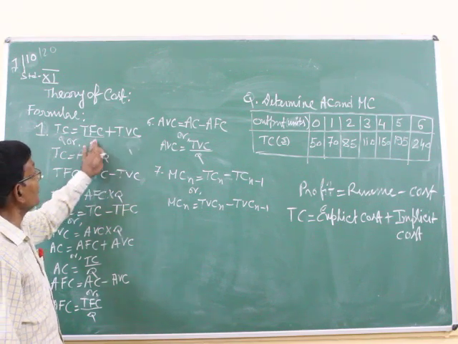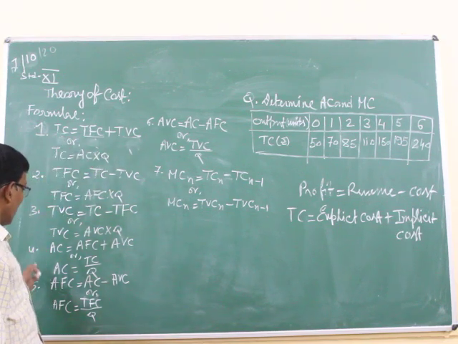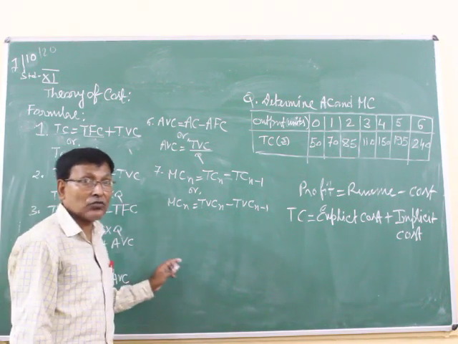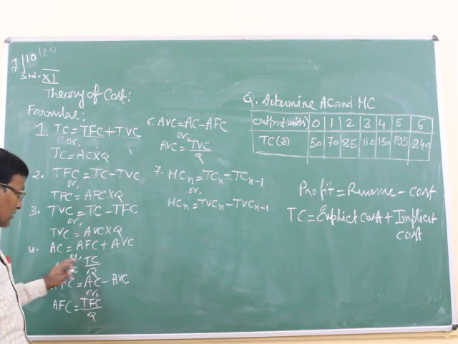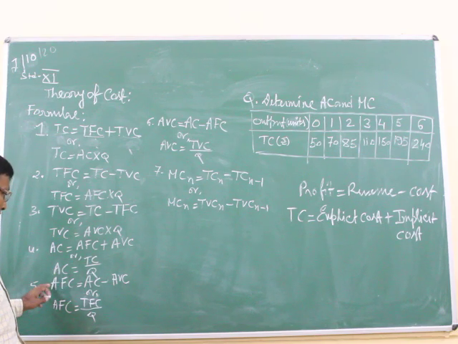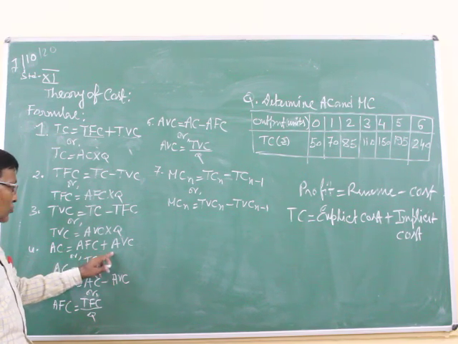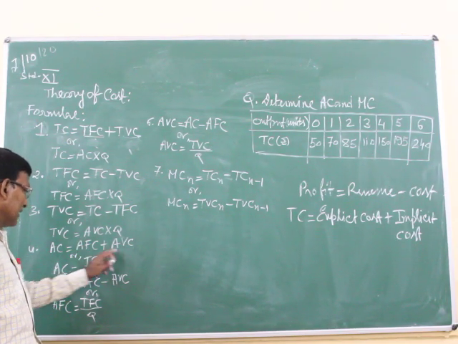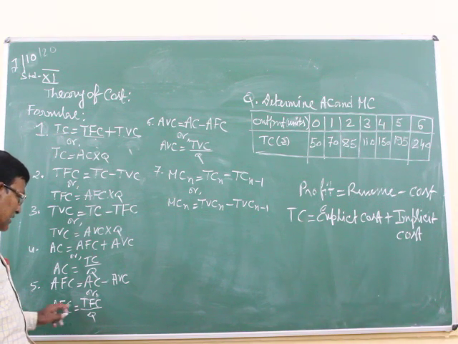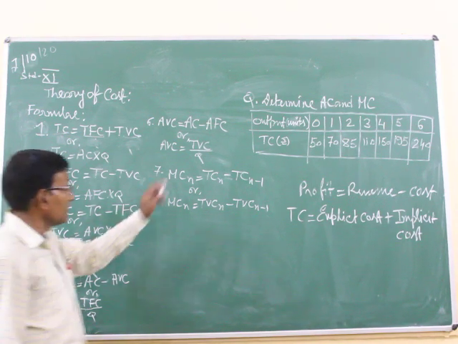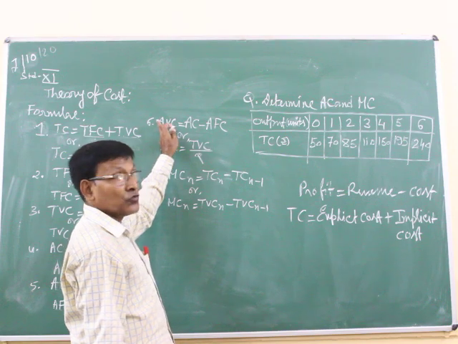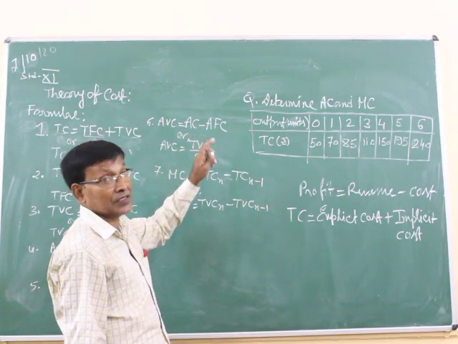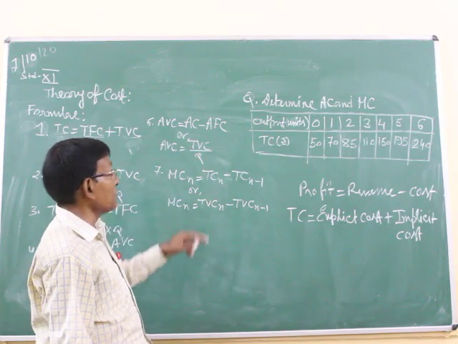So from this formula, we'll be able to find out the other formulas also. From total cost, we are going to find out the average cost: AC equals TC by Q. Next one is AFC from this equation. By interchanging the places, AFC will be equal to AC minus AVC. Another one is TFC by Q. In this way, we'll be able to find out the value of AVC. AVC equals AC minus AFC, or AVC equals TVC by Q.